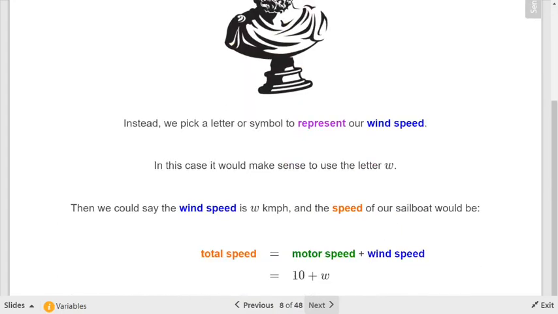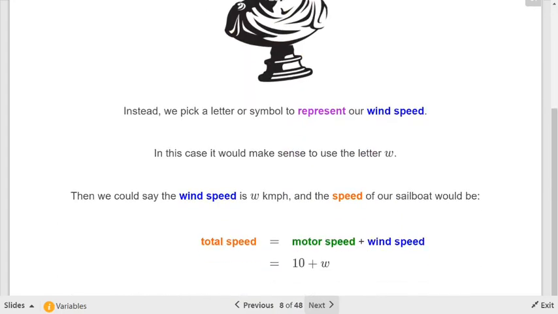But sometimes you're not going to know how much wind speed, and we want to represent it, but we know that we need to take our 10 plus our wind speed. And so what we can do is write an algebraic expression, and I'm about to define that, an algebraic expression to show that pattern. 10 is the motor, always going to go 10, right?